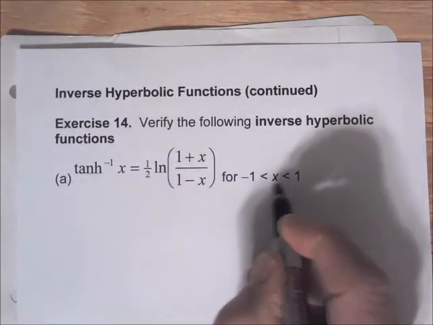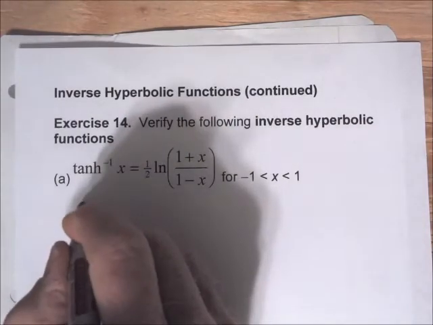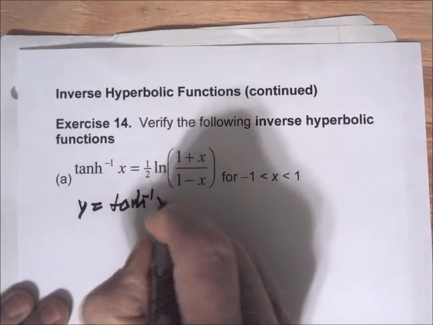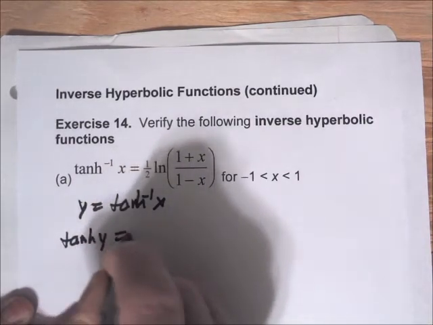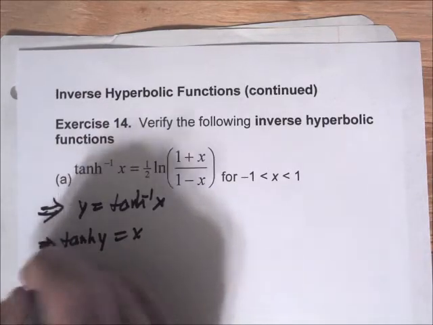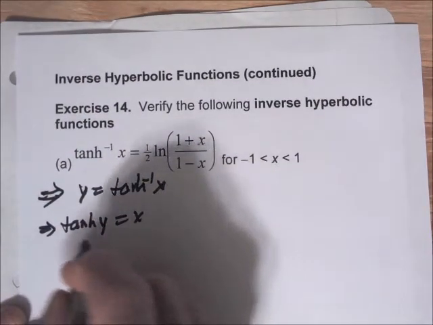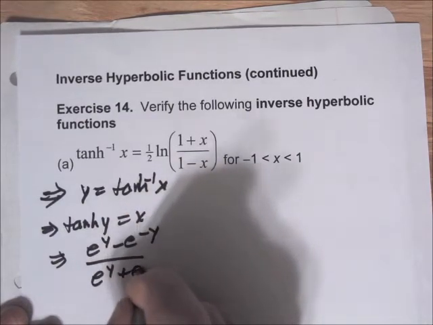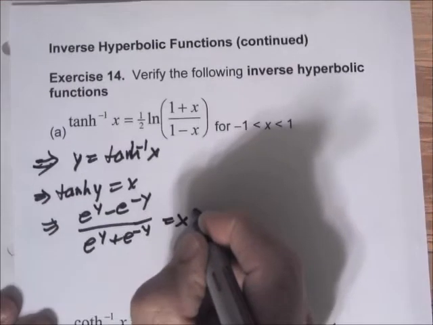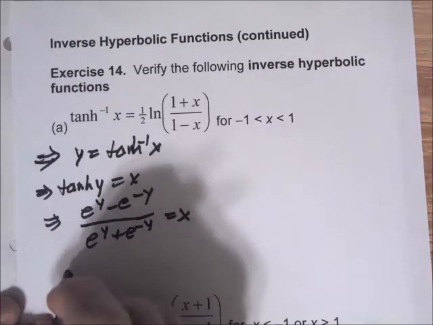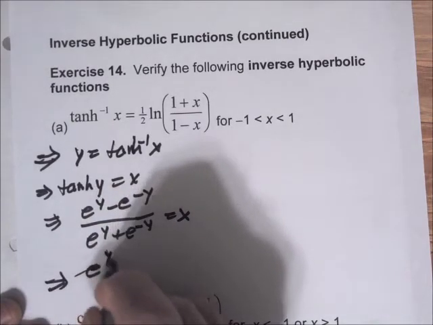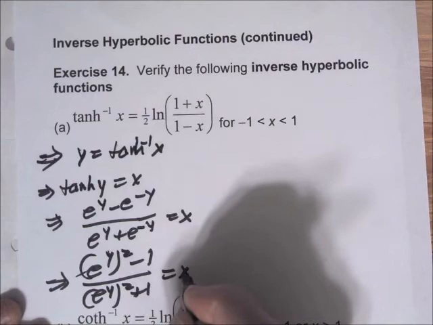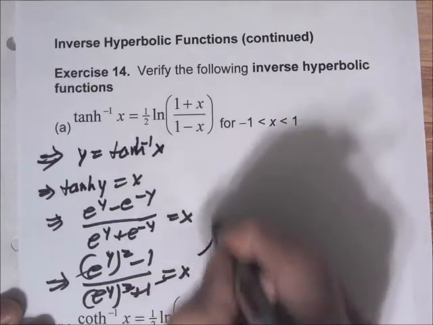So this is the domain of f inverse. So y is equal to tanh inverse of x. That means that tanh y is equal to x. So that means that e to the y minus e to the minus y over e to the y plus e to the minus y is equal to x. We can multiply top and bottom by e to the y. So we'll have e to the y squared minus 1 over e to the y squared plus 1 is equal to x. And multiply by the denominator here to get that out of the denominator.